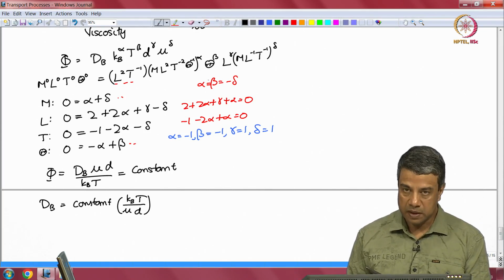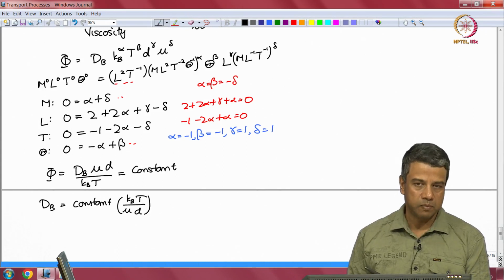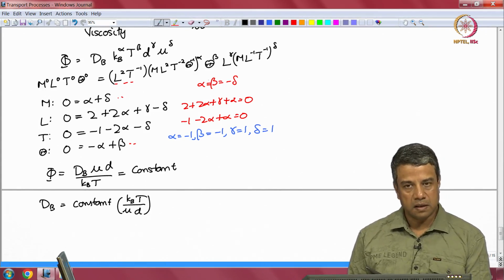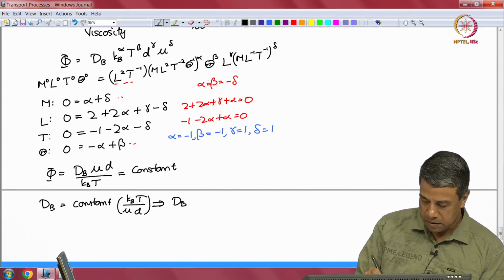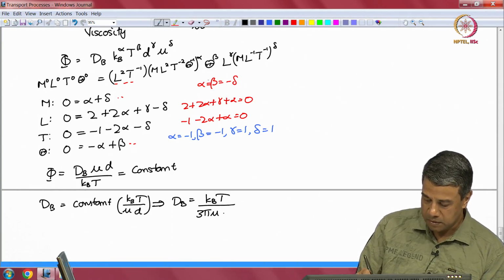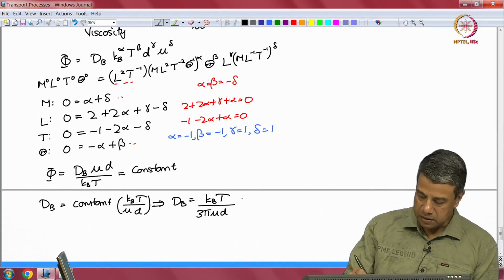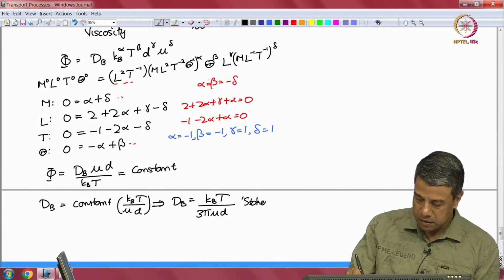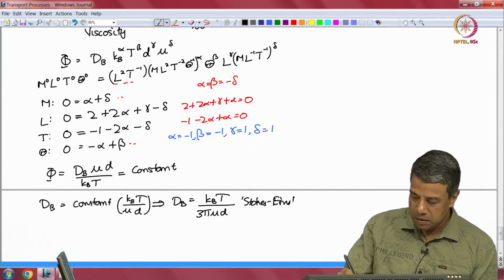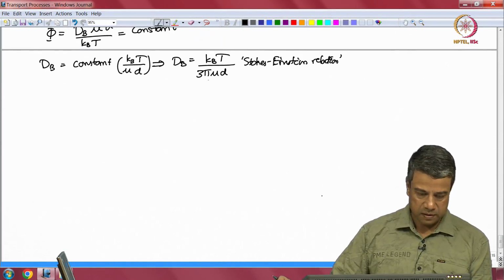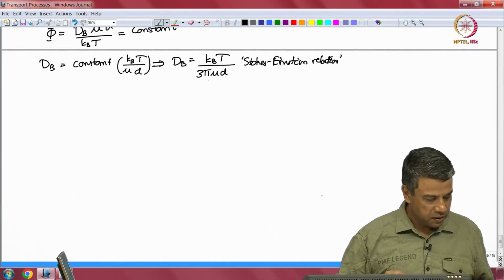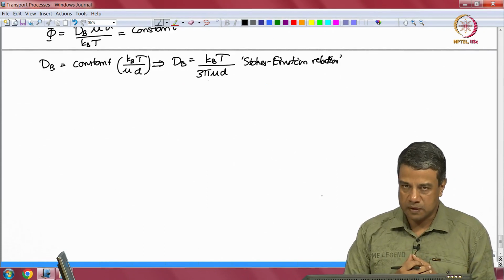The constant we cannot calculate from dimensional analysis, we have to do something more to calculate this constant. It turns out that a more exact calculation shows that dB is equal to kb t by 3 pi mu d. It is called the Stokes-Einstein relation. So, that is the relation for the Brownian diffusion coefficient. Using dimensional analysis we have found an expression for the Brownian diffusion coefficient.